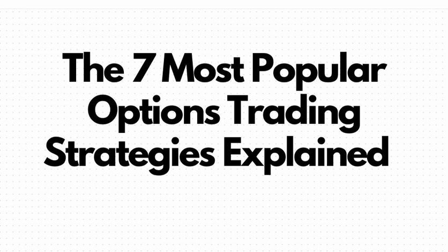Straddles and strangles. These non-directional plays use a combination of puts and calls at the same strike prices, a straddle, or different strike prices, a strangle, in anticipation of increased volatility. They profit big on large moves but lose value if the stock stalls.